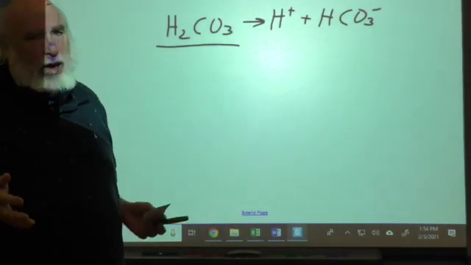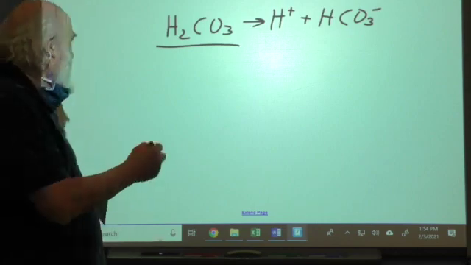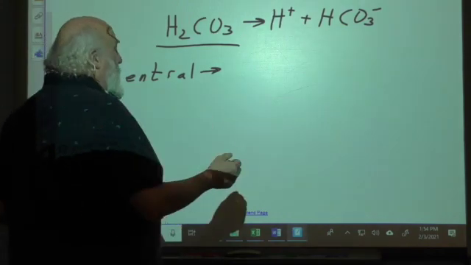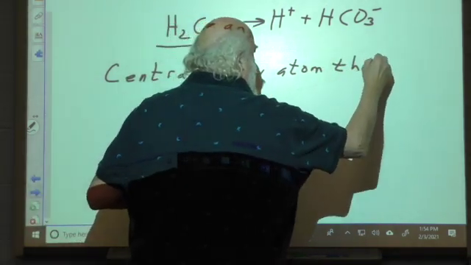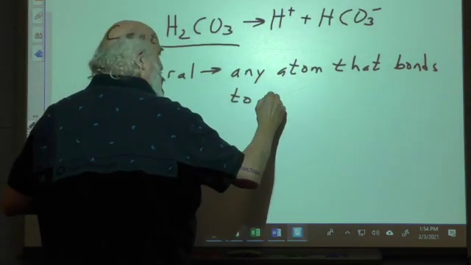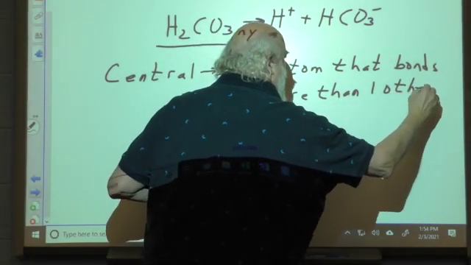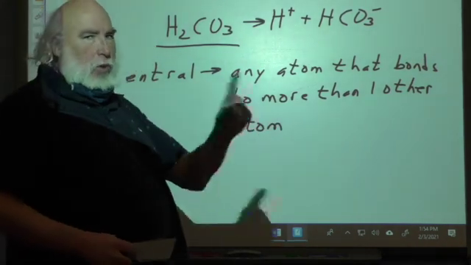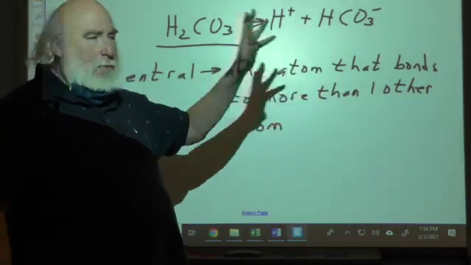Well, hydrogen can't be a central atom because it can only bond to one other atom. And the definition of a central atom, to remind you, we talked about this before, is any atom that bonds to more than one other atom. Now, hydrogen can't do that. Hydrogen has one electron, will bond to one atom, and that is it. No more. So by this definition, it can't be a central atom.